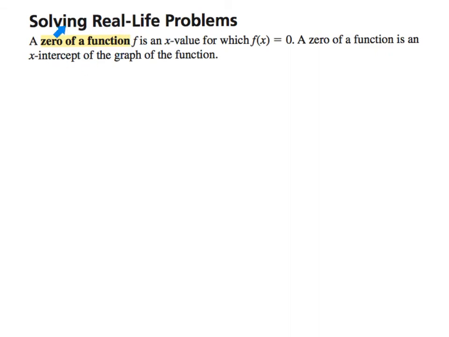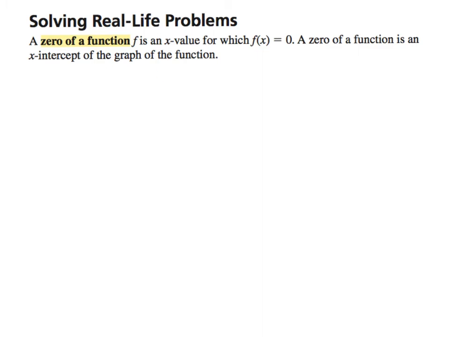What I am wanting you to look at, though, is the zero of a function. You are now going to be asked to find the zeros of a function. The zeros of a function are when that function is equal to 0. For example, y or f of x is equal to 0. The zero of a function is an x-intercept of the graph.